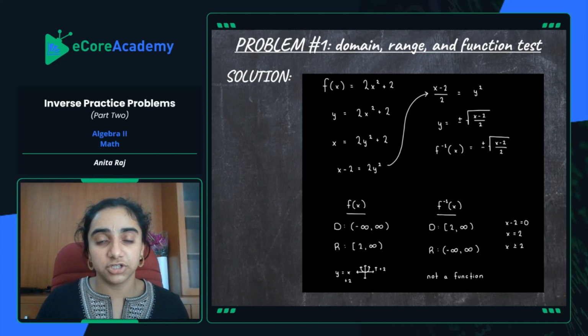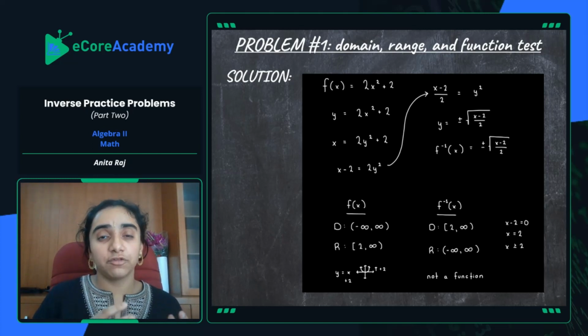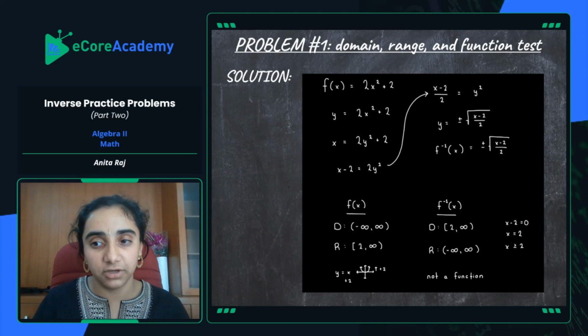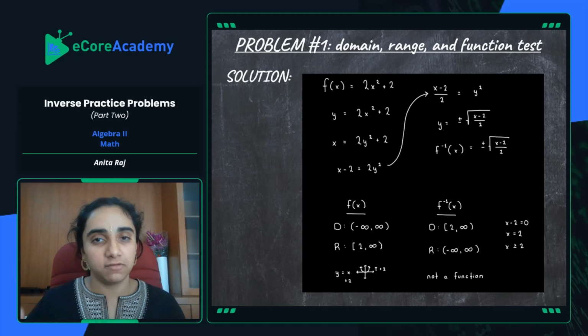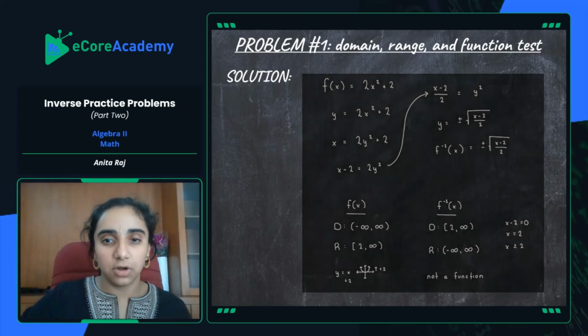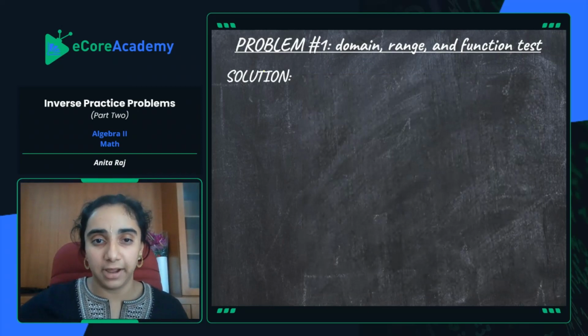So a square root function, as we know, is not a true function because the domain is not continuous from negative infinity to positive infinity. Therefore, we should automatically know that this is not going to be a function, but obviously let's do the work and understand how we get to that conclusion. So I'm going to be running through this problem with you now.